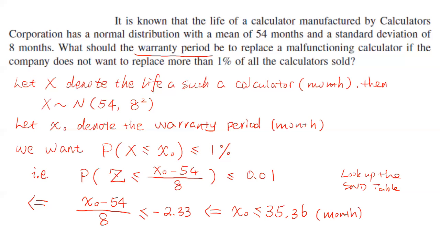Right? That means we can use a warranty period of 35.36 months or less for the calculators in order to not replace more than 1% of all the calculators sold. Okay, any questions? No? Okay, let's see the last question.